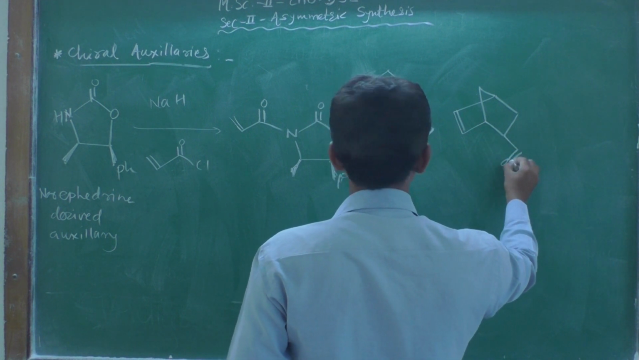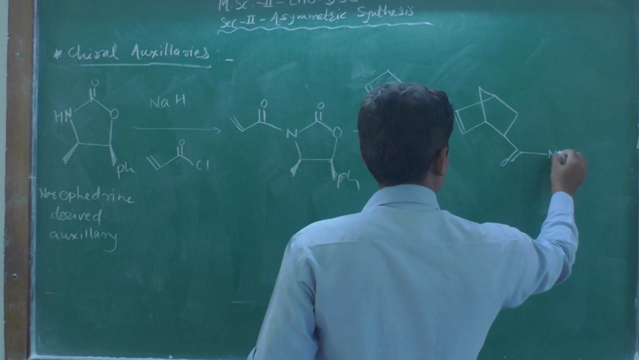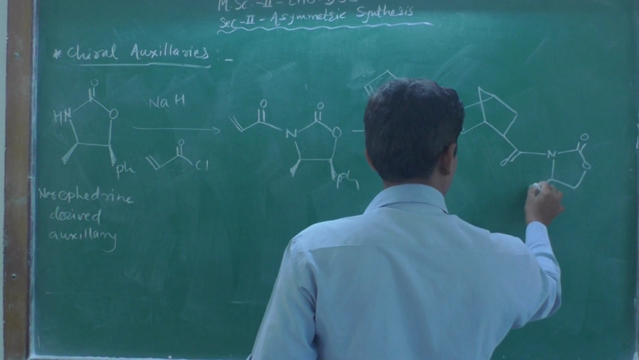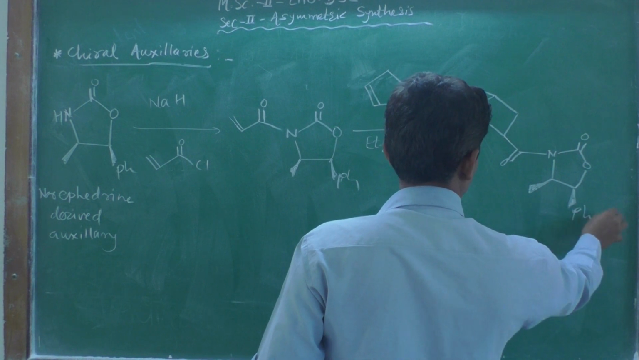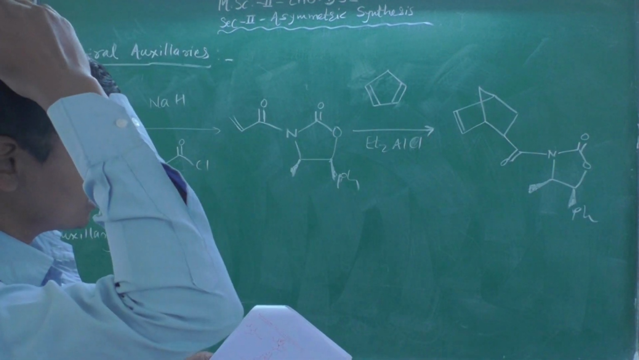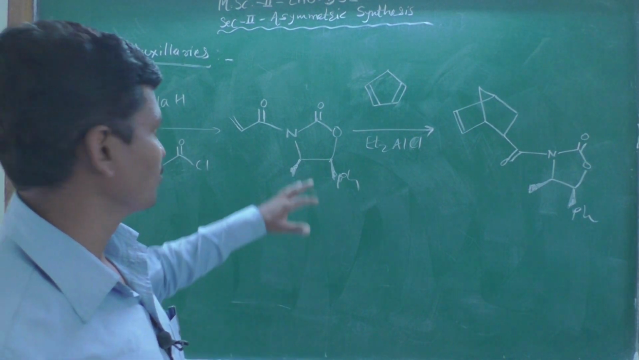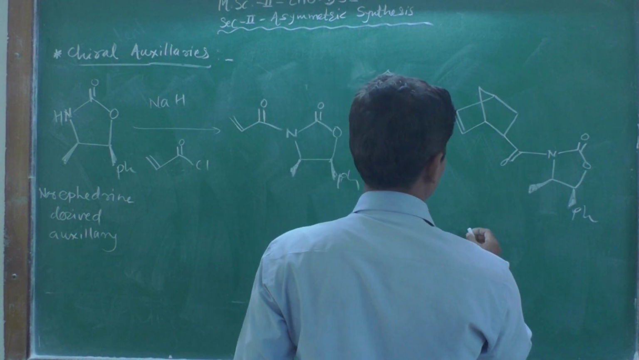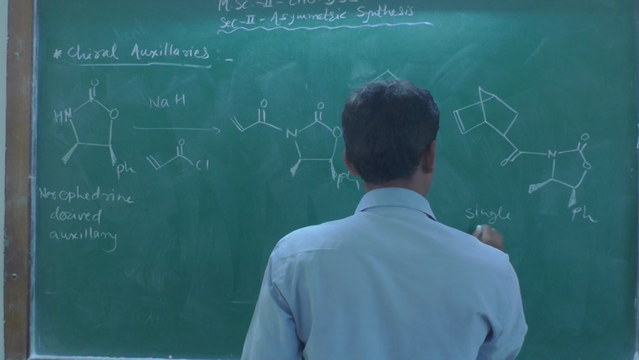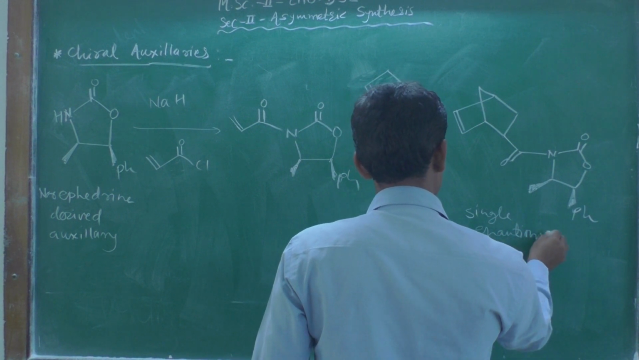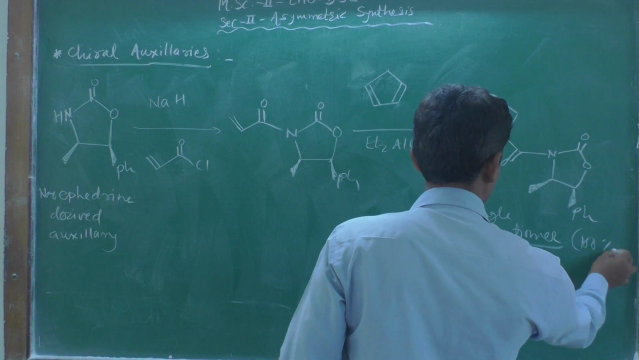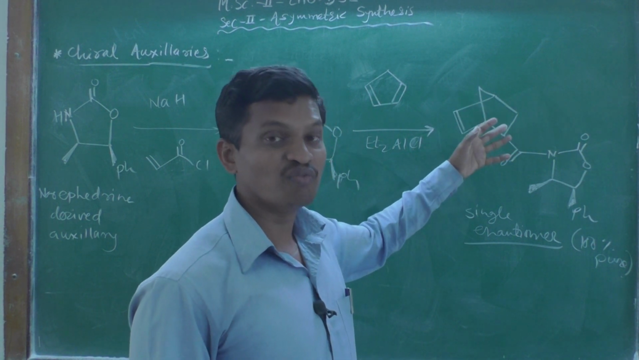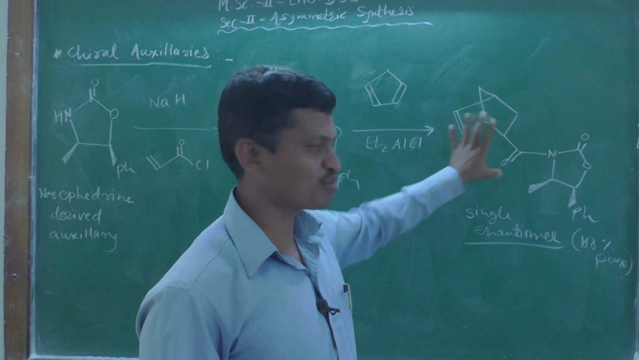CO, N, COO, methyl, phenyl. So this type of product we obtain by reacting this chiral dienophile with cyclopentadiene. Again, we are getting a single enantiomer, which is 100% pure. 100% pure means in this case there is no formation of the product which we obtained in the previous case. Only this type of product is possible.